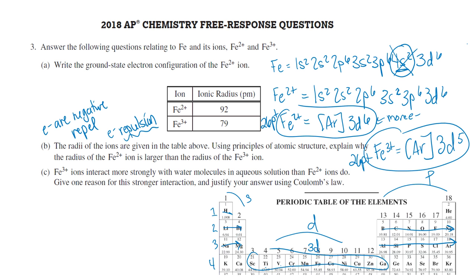And then C is, let's imagine that you dissolve these ions in water. So you've got the iron +2 ion, and you've got the iron +3 ion.